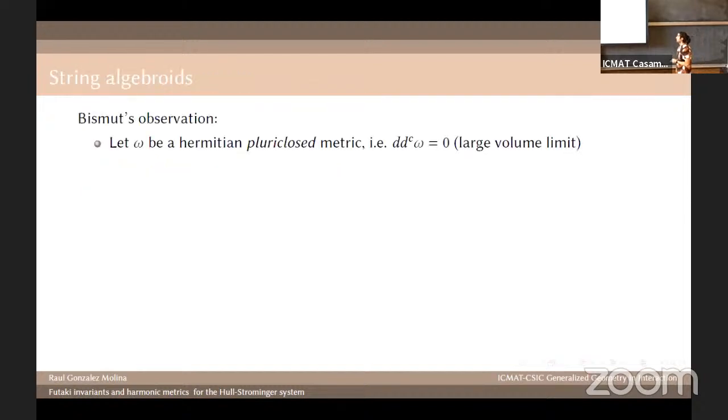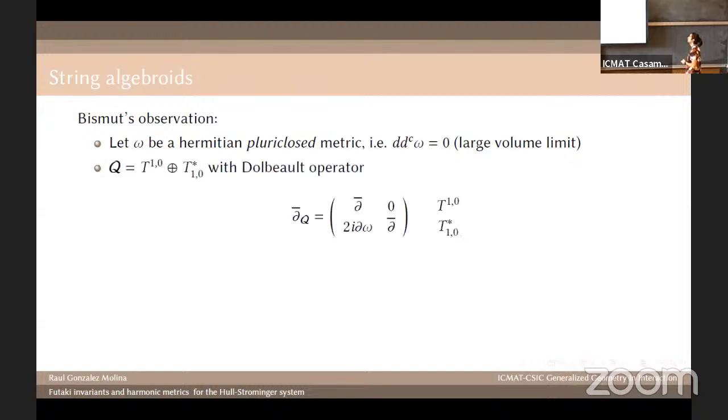So we take it easy and start with the pluriclosed case. This goes back to an old observation by Bismut. He asked for a Hermitian metric on the manifold to be pluriclosed, which is what sometimes physicists call the large volume limit. Then I consider this smooth bundle, the tangent plus the cotangent, and a Dolbeault operator, which is not just the holomorphic tangent and the cotangent, but is twisted by this term here. Of course, the pluriclosed condition amounts to saying that this operator is integrable. So this is a holomorphic vector bundle.